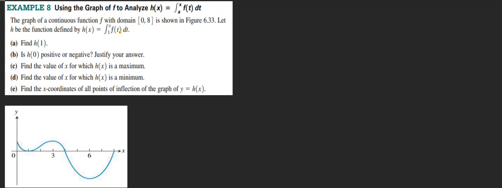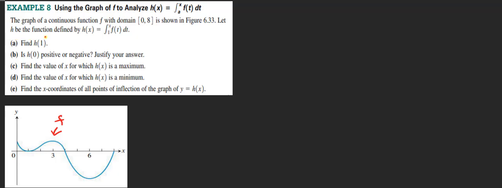In this video, we're going to analyze antiderivatives graphically. Let's take a look at this example. This example is important because you will see this type of question on the AP exam a lot. It says the graph of a continuous function f, which is given over here. This is a graph of f with domain 0 to 8.